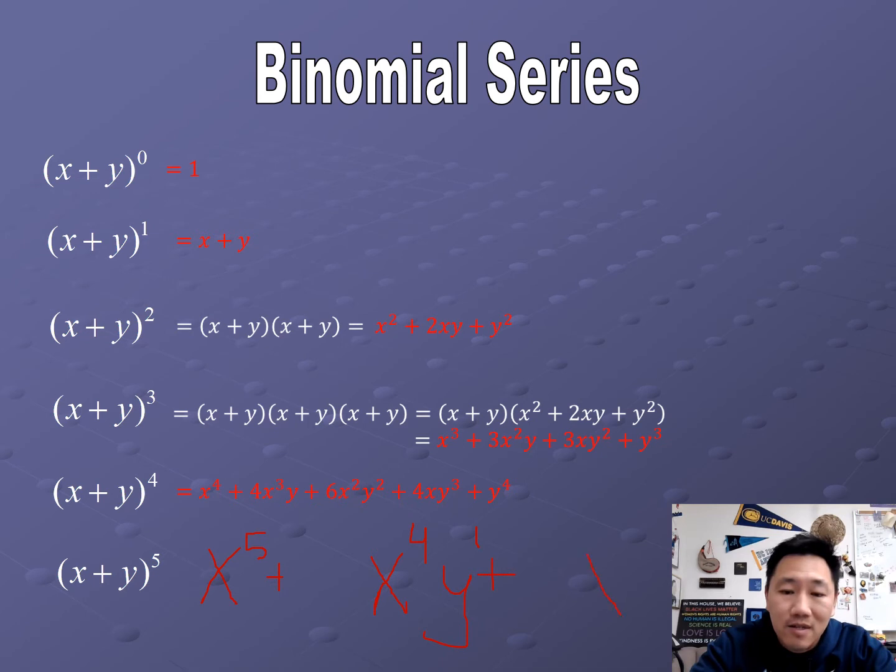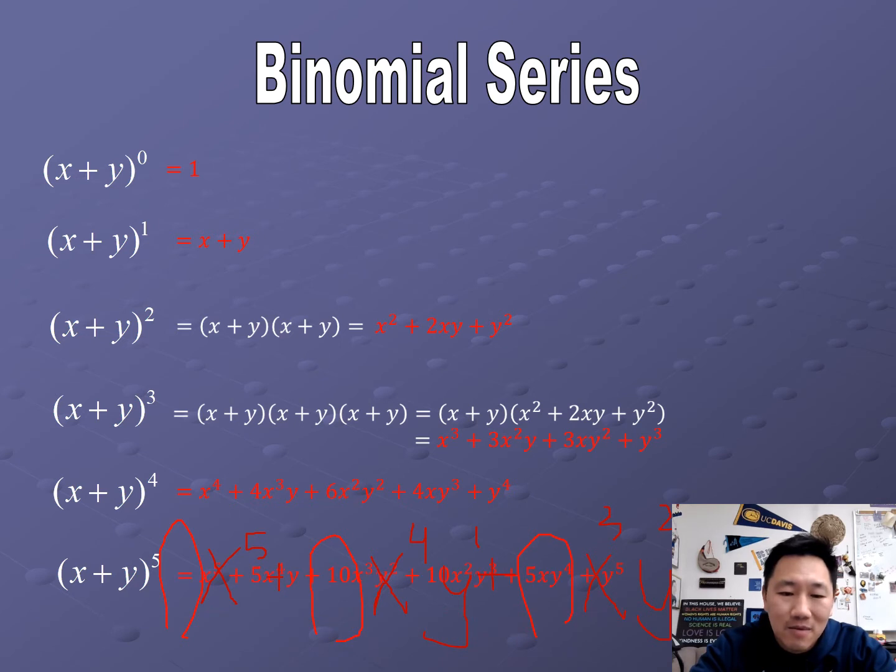And then x to the third, and then the y's go up, and then the pattern goes all the way down until you end up at y to the fifth. All right, but now how do I figure out the numbers, the coefficients that go in the front of each of these guys? All right, here it is.